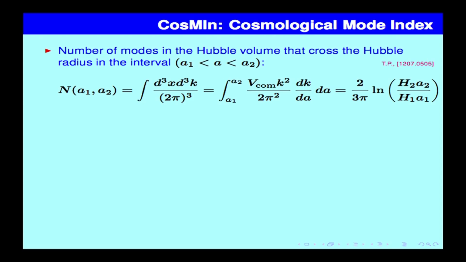So, using this you can calculate what is the total number of modes which cross, or total number of length scales which cross the Hubble radius between two epochs a1 and a2, and you get an expression. So, again it is a fairly straightforward computation.